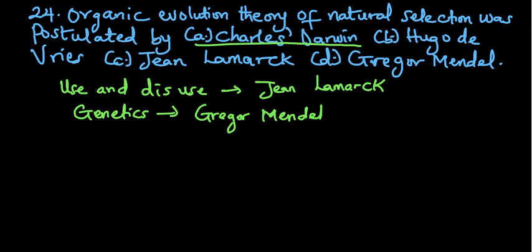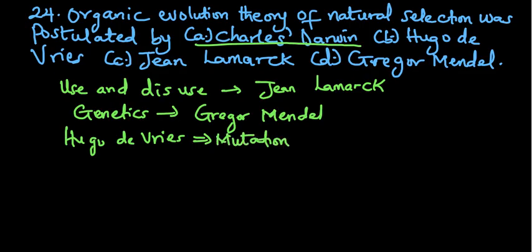But what did Hugo de Vries do? The work of Hugo de Vries is mutation theory. So that's what he worked on, mutation theory. So let's move to the next question.